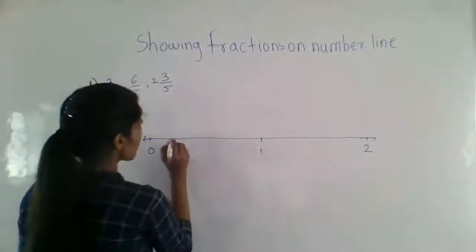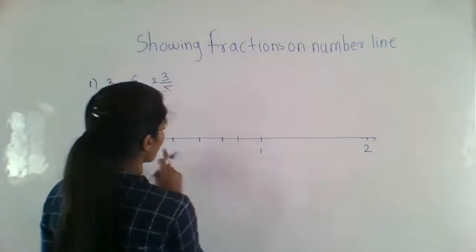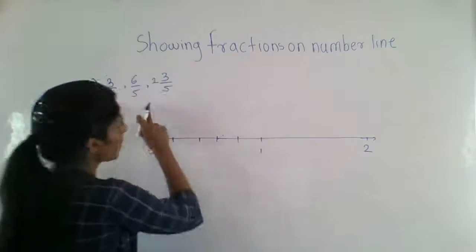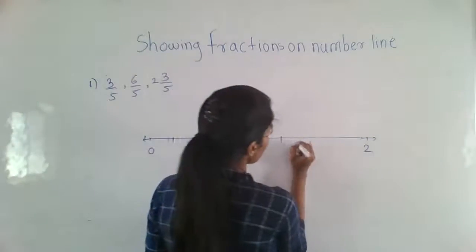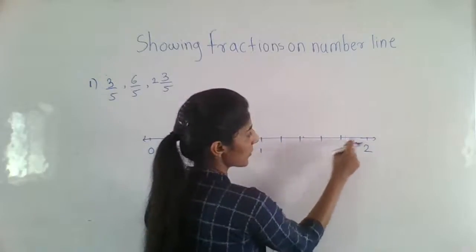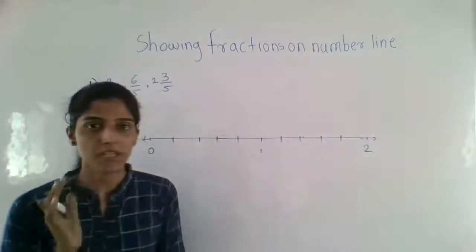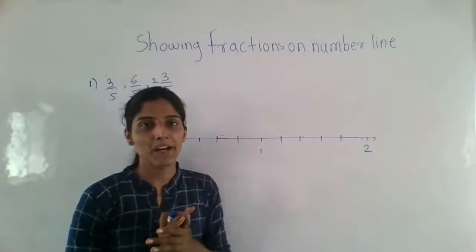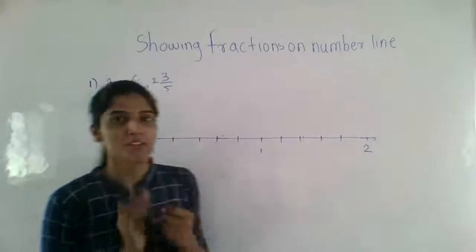So divide this: 1, 2, 3 and 4. 1, 2, 3, 4, 5. That is our 5 equal parts. Now again divide this: 1, 2, 3, 4. 1, 2, 3, 4, 5. That is our 5 equal parts. Divide each unit into 5 equal parts because our denominator is 5.